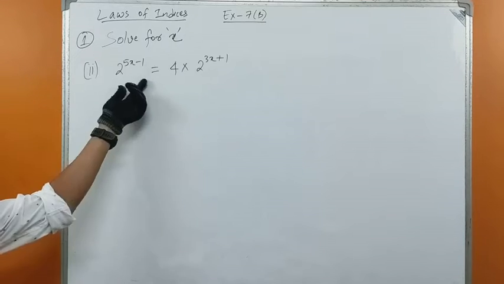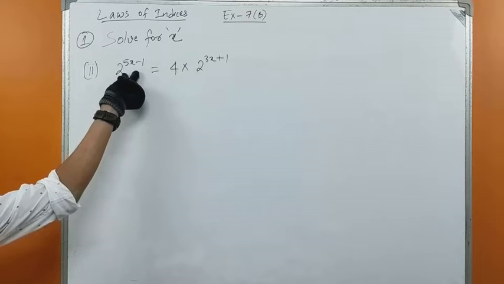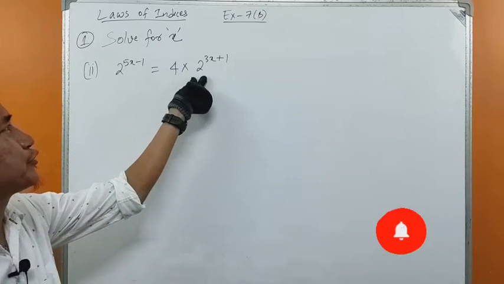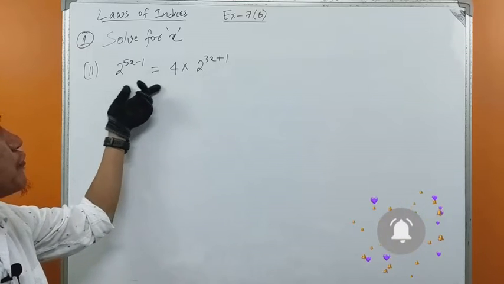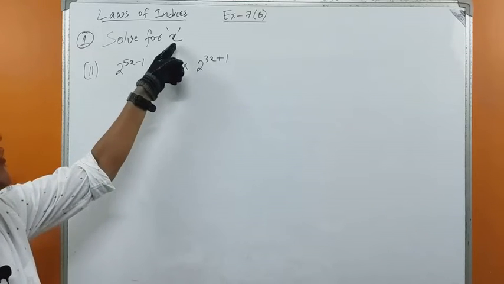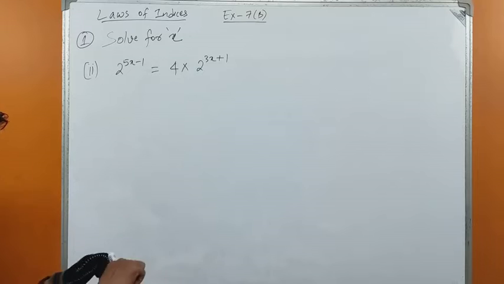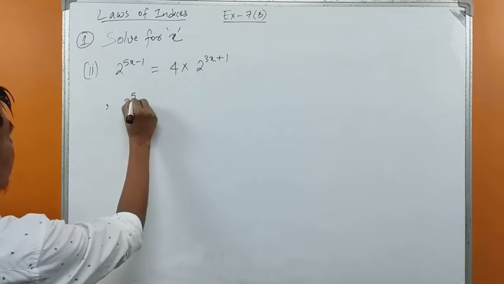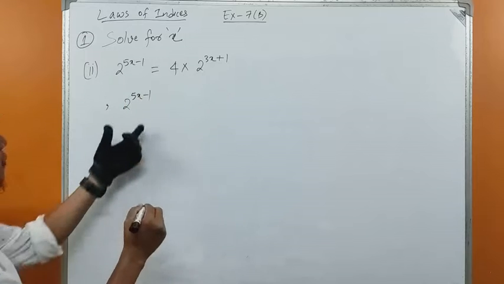I have this equation, 2 to the power 5x minus 1 in the left hand side, and in the right hand side we have 4 into 2 to the power 3x plus 1. So from this equation we are asked to find the value of x. So let's do this. 2 to the power 5x minus 1 we copy as it is in the left hand side.